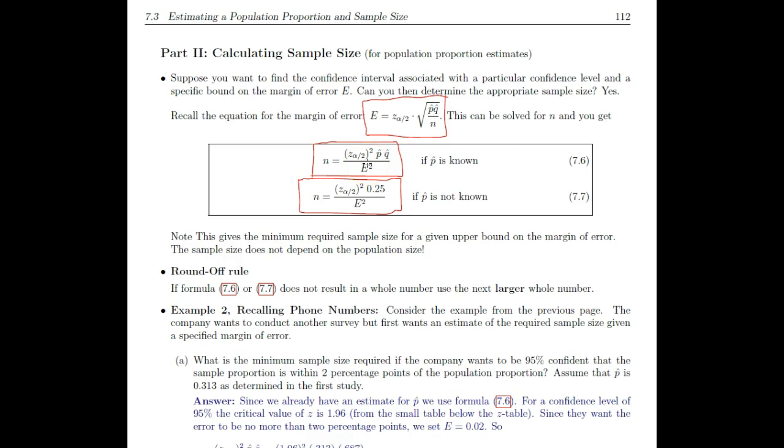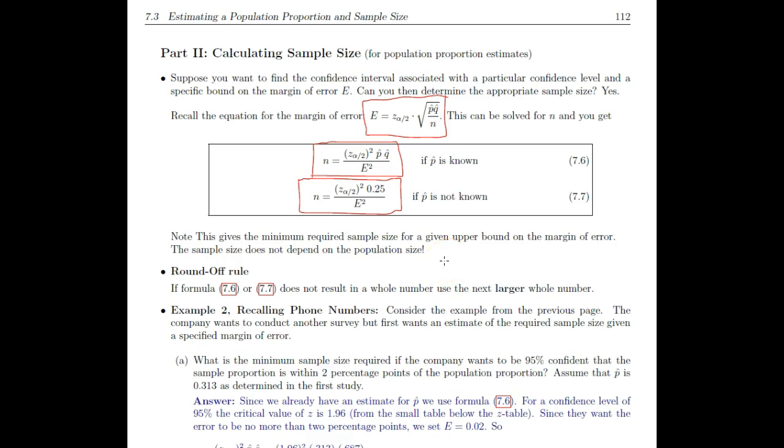So if you have some kind of idea, I mean, p hat doesn't literally have to be known in order to use this one. You just want to plug in your best guess. So if you actually have some kind of a guess, maybe based on a previous study or something, then you would plug that in for p hat and get your q hat from that. But if you have absolutely no idea, then you're just going to use 0.5 here and 0.5 here, which would give you this 0.25.